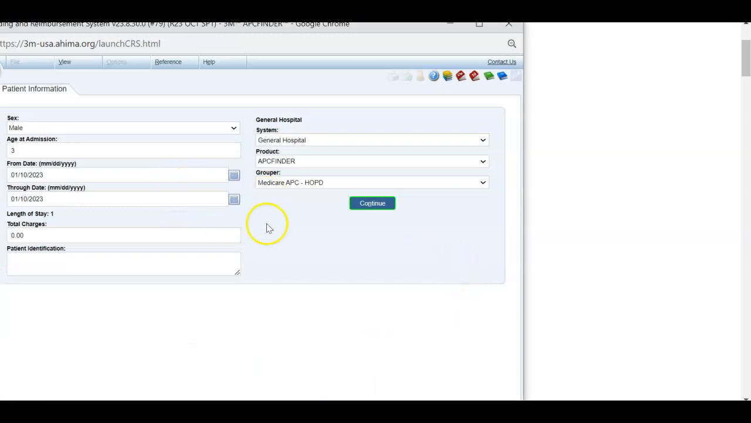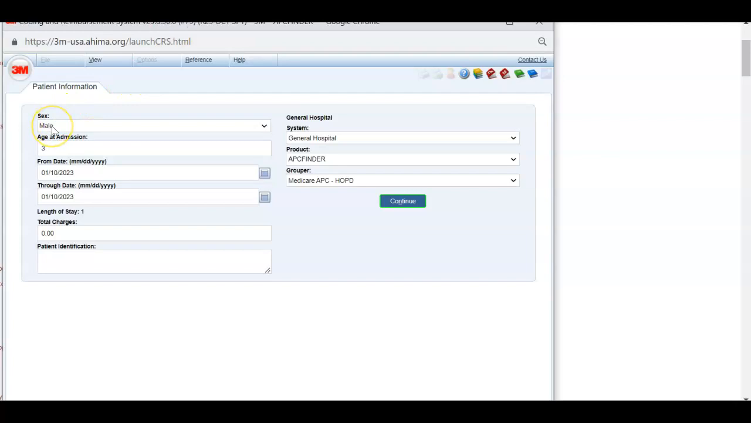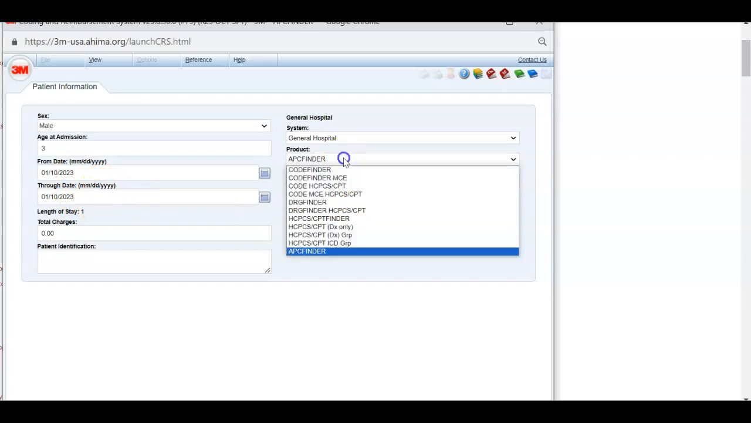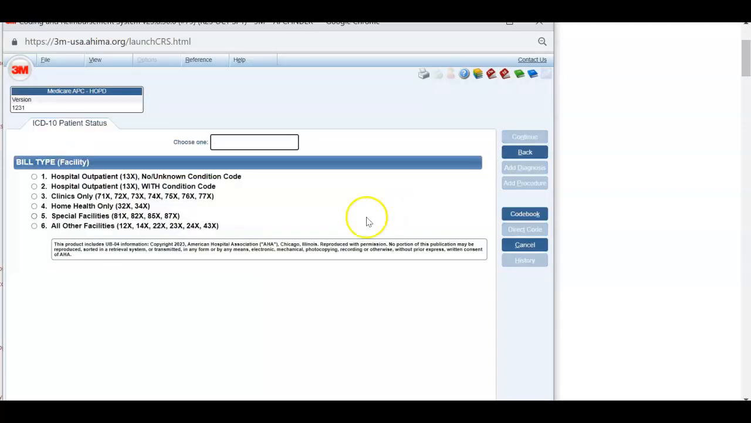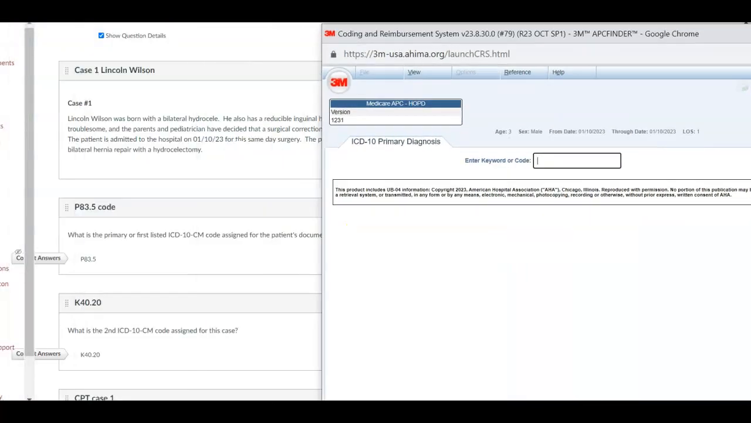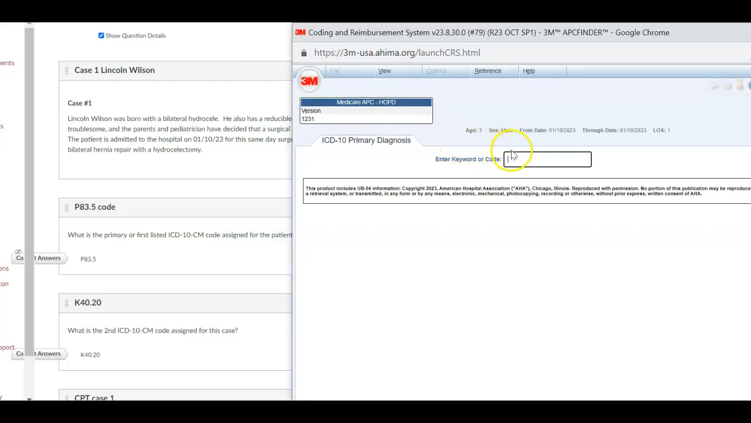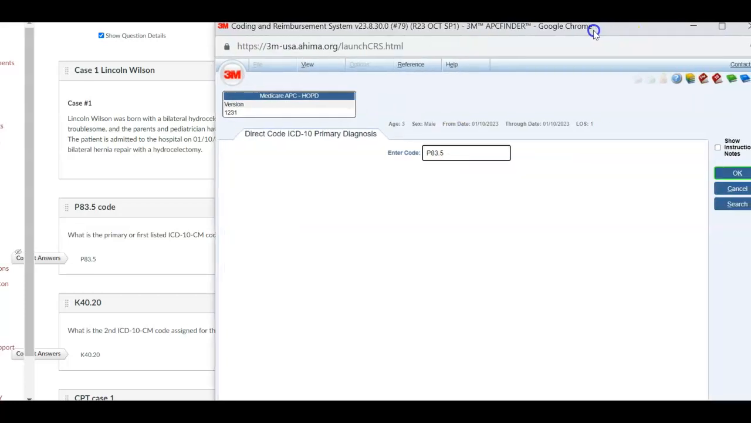Pull up our encoder. Couple of different things to remember. Make sure you have male, age 3, we have our same day surgery dates. We want to make sure that our product's APC finder. I'm going to hit continue. Hospital outpatient. And then we're going to start off with the primary diagnosis. One thing to remember when we are dealing with primary diagnosis, it's going to be outpatient, where principal diagnosis is going to be inpatient. And remember that.